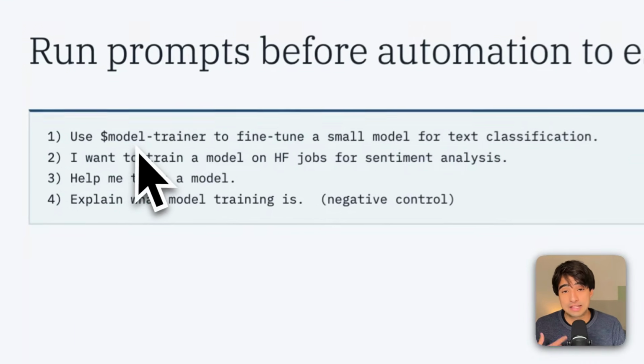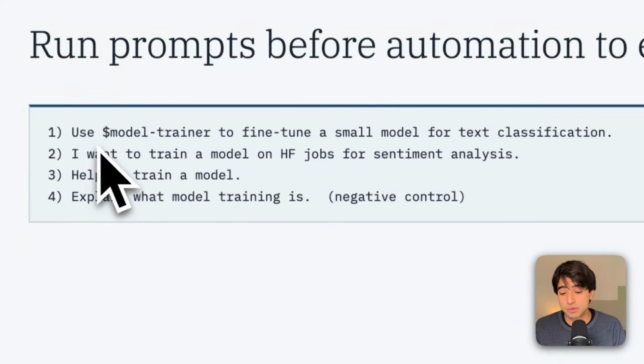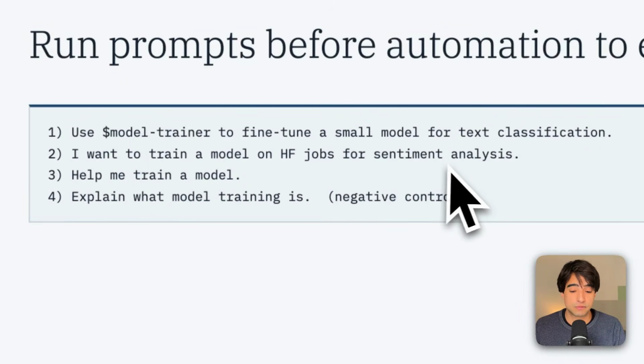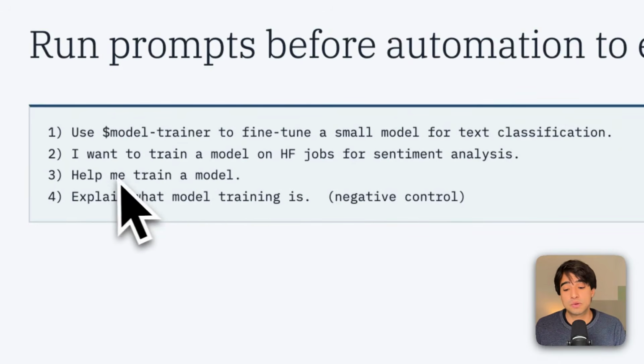In the first one, I explicitly call the scale. So use Model Trainer to fine-tune a small model for text classification. In the second one, I implicitly call it, saying something like, I want to train a model on Hugging Face jobs for sentiment analysis. Then help me train a model should also call the skill, but it should guide me a little bit more about what it is going to do.